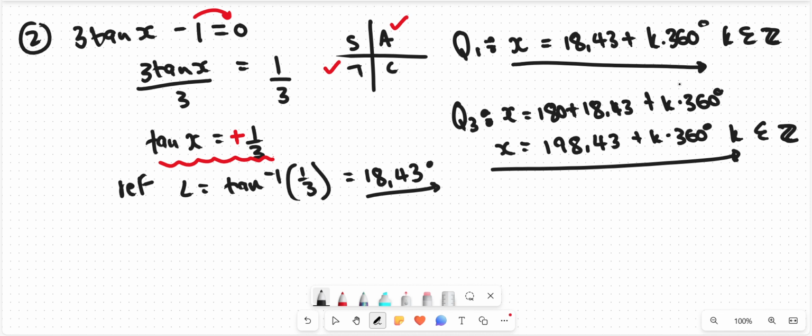And I hope you're seeing what's happening. Once we get our reference angle, we need to decide which quadrant we need to get that solution in. And once we've deciphered our quadrant, we can just solve for x in each of those quadrants. I hope you're seeing what's happening here. At this point, let's look at another example.